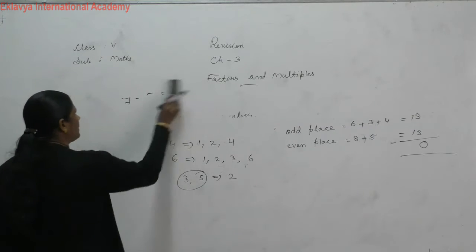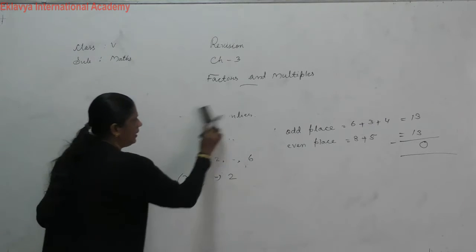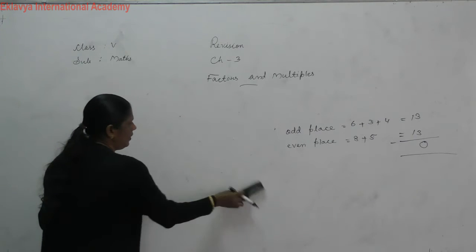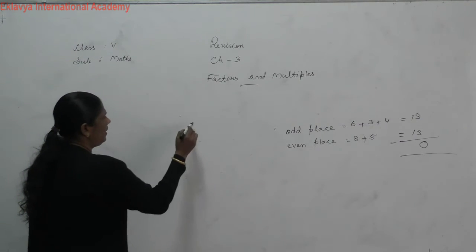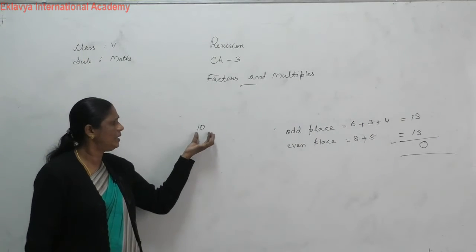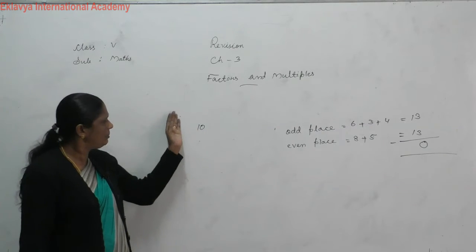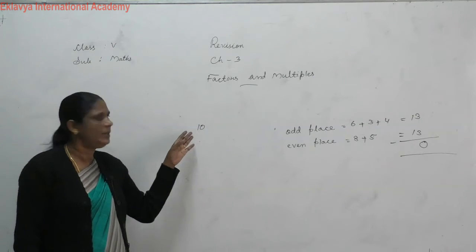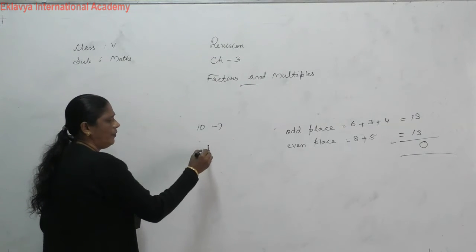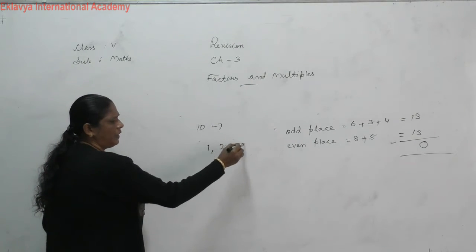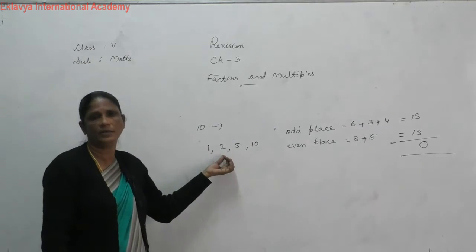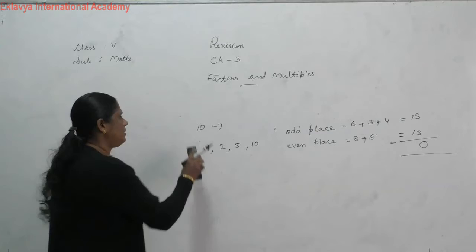Then the prime factorization method. First, some students write that 10 is a prime number? No. Many students make this mistake. 10 is a composite number. What are the factors of 10? 1, 2, 5 and 10. More than 2 factors. That number is called a composite number.